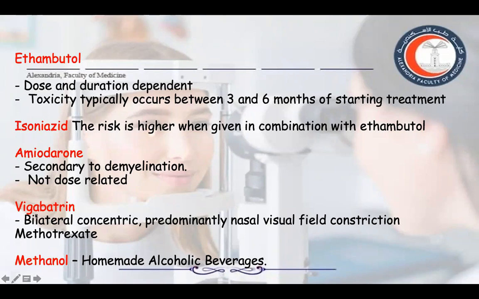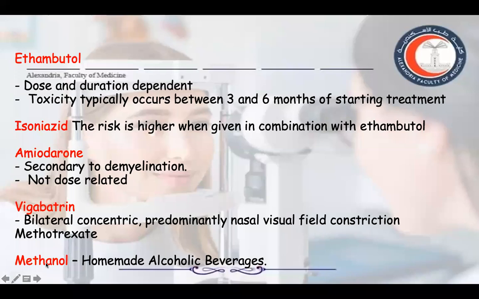We have also vigabatrin. It's an anti-epileptic drug. It can cause bilateral concentric, predominantly nasal visual field constriction. Methanol, homemade alcoholic beverages, as I have mentioned. A lot of our young patients coming to our toxicology department are suffering from methanol toxicity.